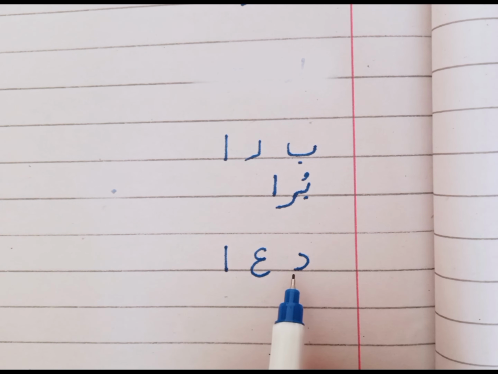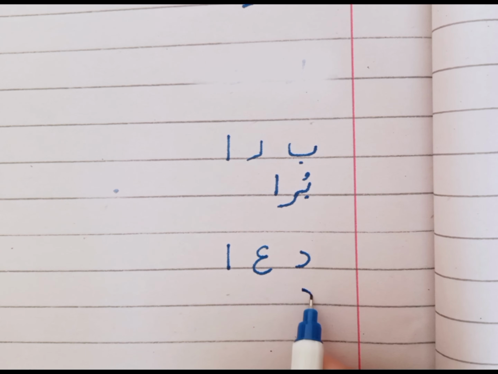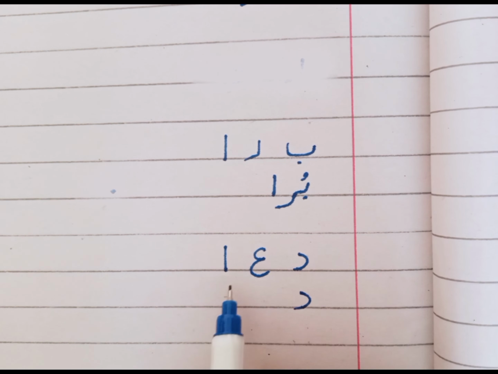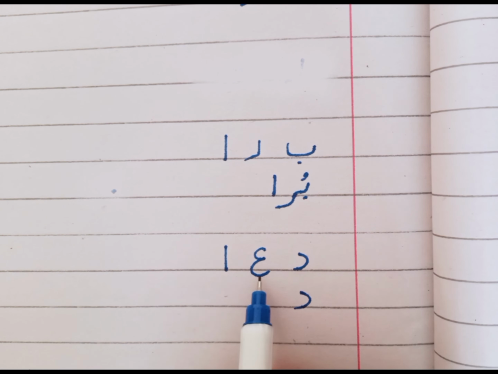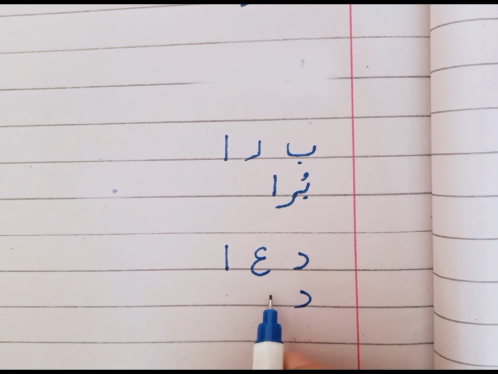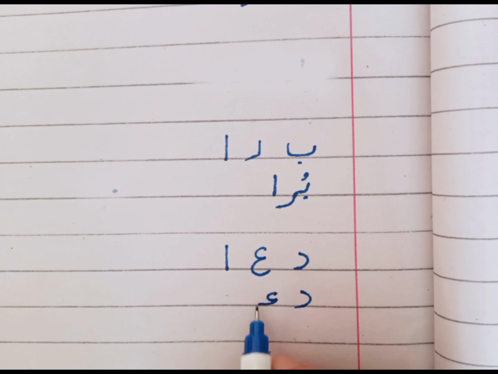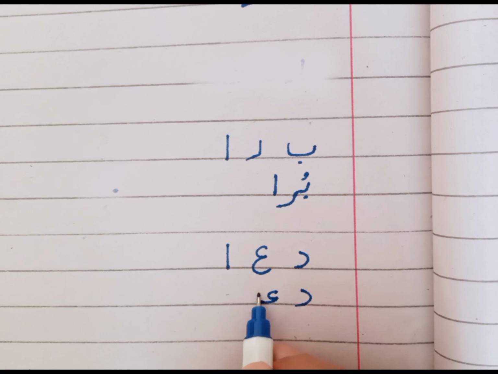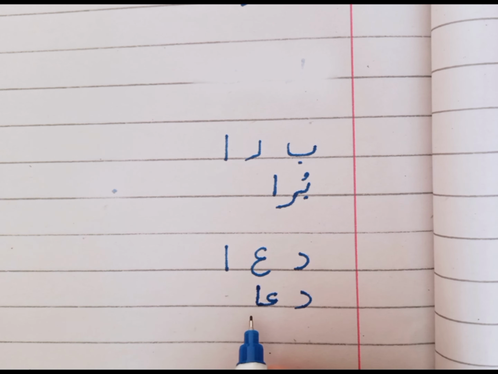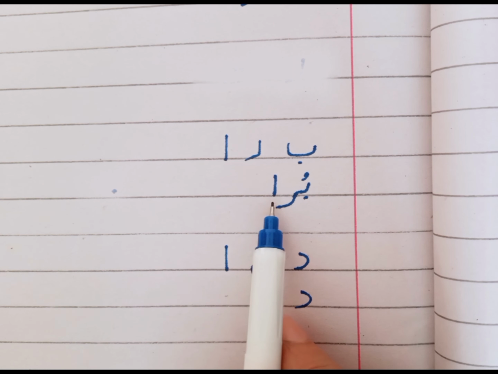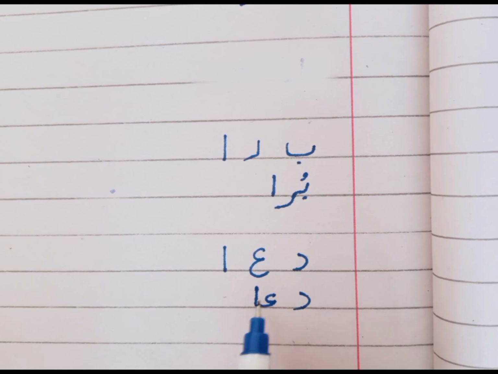Now see that after Dal we cannot join any letter. That's why Dal will be written on its own. And now Ain is before Alif. That's why we can join this Ain with Alif. We will write the half shape of Ain. And then this time Alif is in joint form as the last letter of this word. Over here Aleph is the last letter, but it is not in joint form. Over here Aleph is the last letter and it is in joint form.